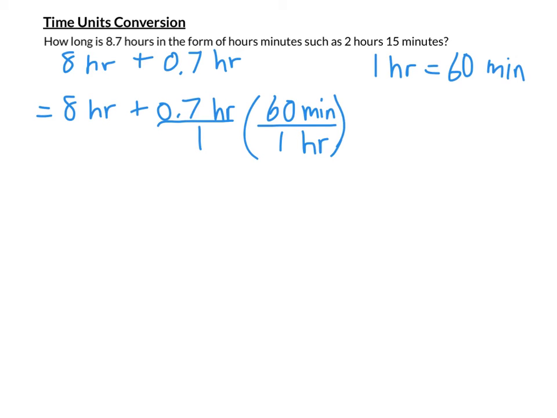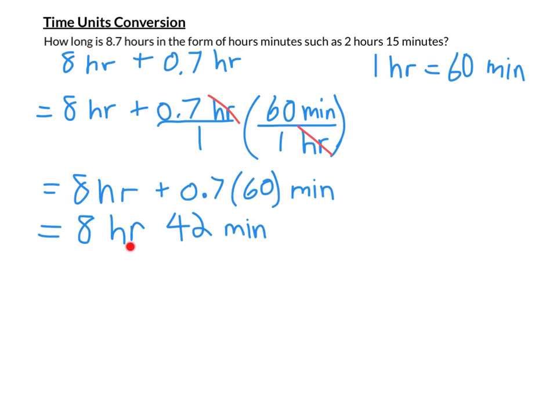That's how they cancel. This means then that we can clearly see here 0.7 times 60 minutes gives me 8 hours and 42 minutes. Double check, is that reasonable?